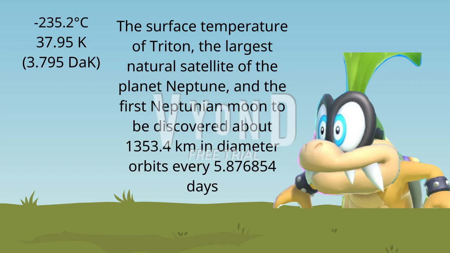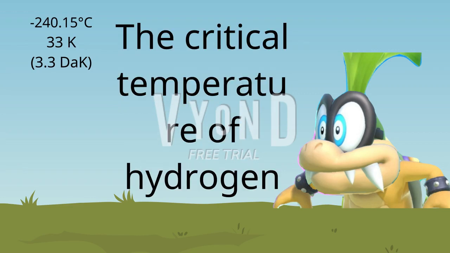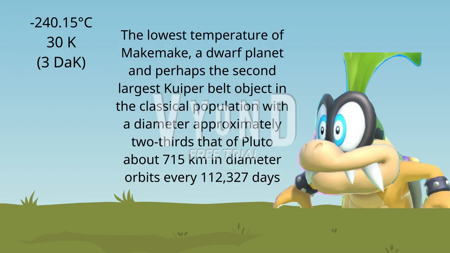That's 37.95 Kelvin. The critical temperature of hydrogen is minus 240.15 degrees Celsius, or 3.3 decakelvins. That's 33 Kelvin. The lowest temperature of Makemake, a dwarf planet and perhaps the second largest Kuiper belt object in the classical population, with a diameter approximately two-thirds that of Pluto, about 715 kilometers in diameter, which orbits every 112,327 days, is minus 243.15 degrees Celsius, or 3 decakelvins.